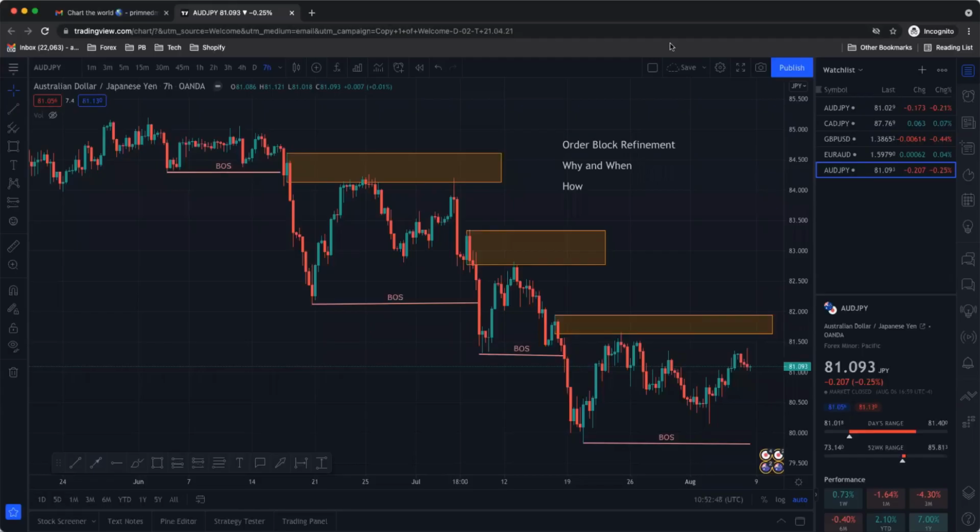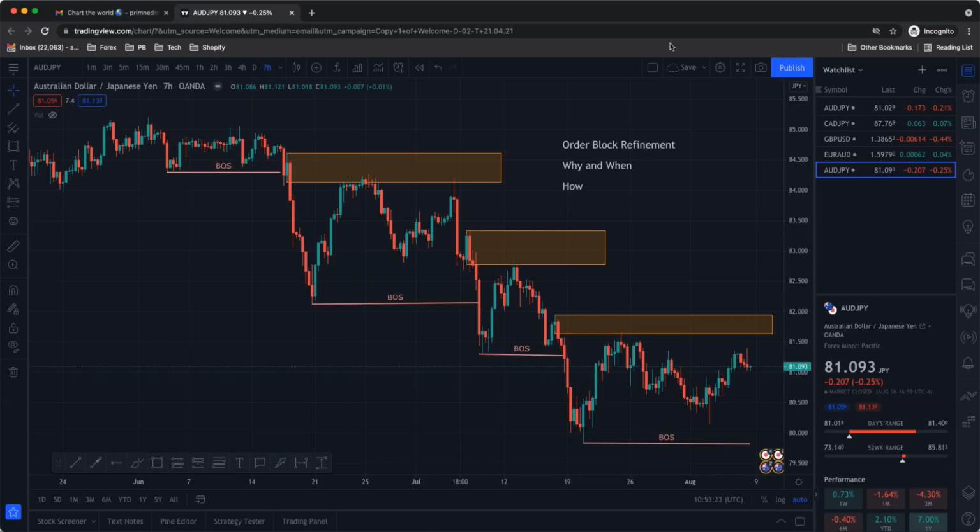Welcome to part 2 of the order blocks strategy, where we'll talk about order block refinement: when and why we need to do refinement, and how we'll do it. By now you already know what an order block is and how to identify it in the market. If you don't, please go back to my first video and come back here for the refinement. Without further ado, let's get started.